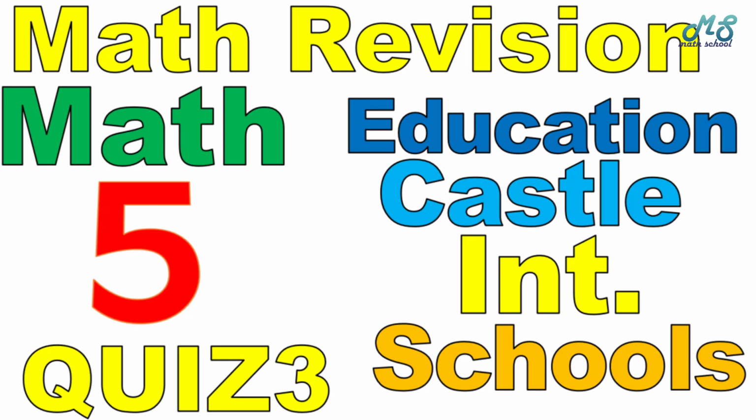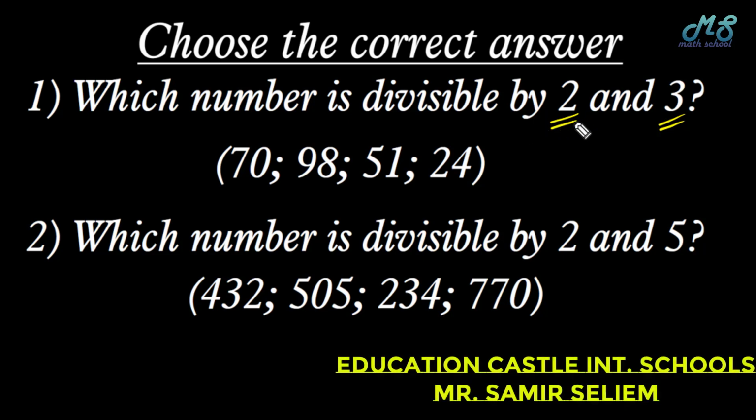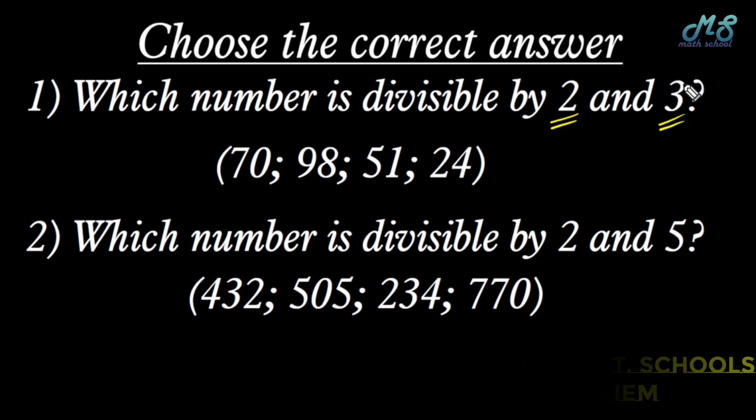So let's start. First, choose the correct answer. Divisibility rules. Which number is divisible by 2 and 3 at the same time? We studied before the number is divisible by 2 if the last digit is an even number: 0, 2, 4, 6, 8. And we studied before the number is divisible by 3 if the sum of its digits is divisible by 3. So take number by number.